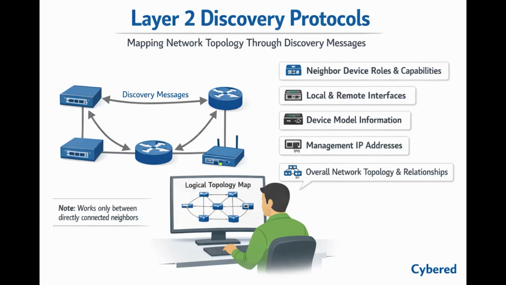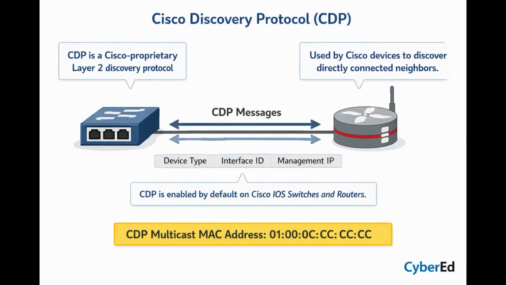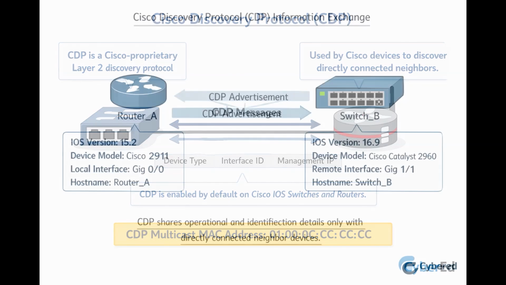In this section, we will focus on two widely used Layer 2 discovery protocols and learn how they help visualize and understand a network from the command line. Cisco Discovery Protocol is a Cisco proprietary Layer 2 protocol used by Cisco devices to discover information about directly connected neighbors, such as switches and routers. CDP is enabled by default on Cisco IOS switches and routers. Devices exchange CDP advertisements using a multicast MAC address.